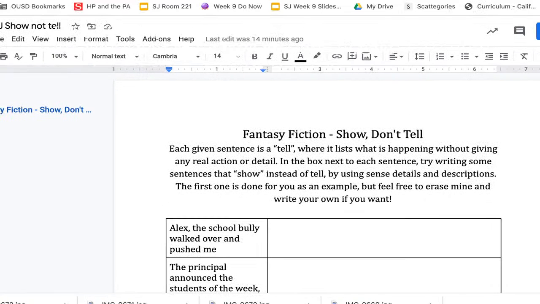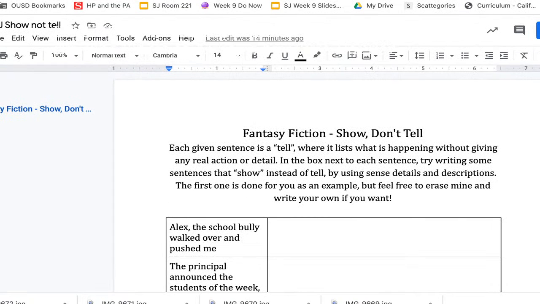I'm going to fix this in just a moment, but as I'm fixing this, let's read through these directions. Now the directions are the same on your exit ticket. However, your examples are going to be a bit different. And so in a moment, I'm going to show you what I mean. But let's read over the directions. Each given sentence is a tell where it lists. Remember, we talked about this honey-do list of how we know what is happening, right?